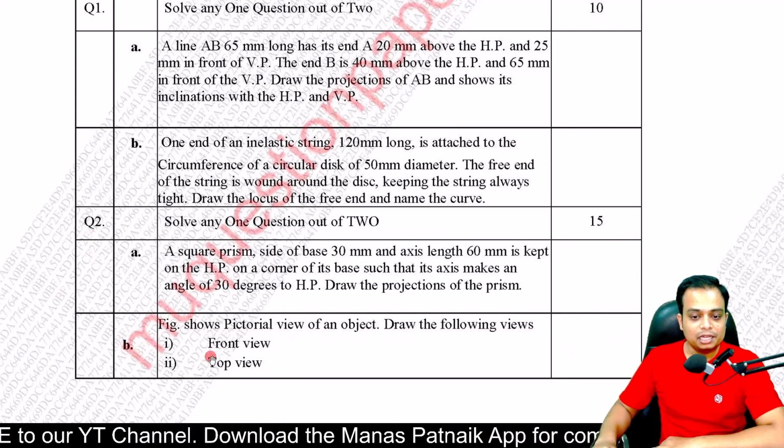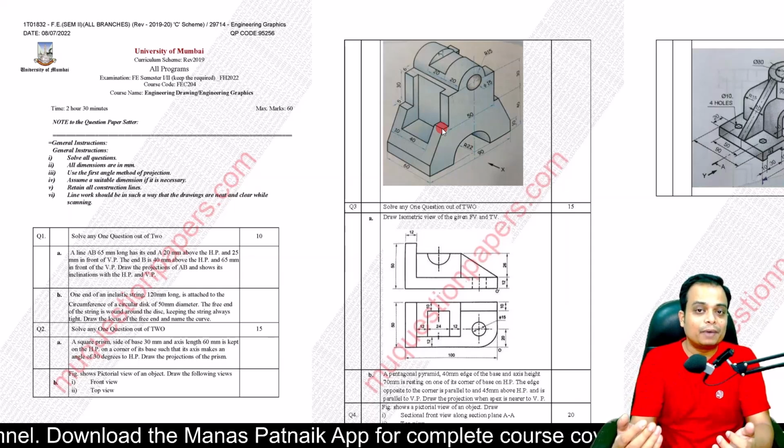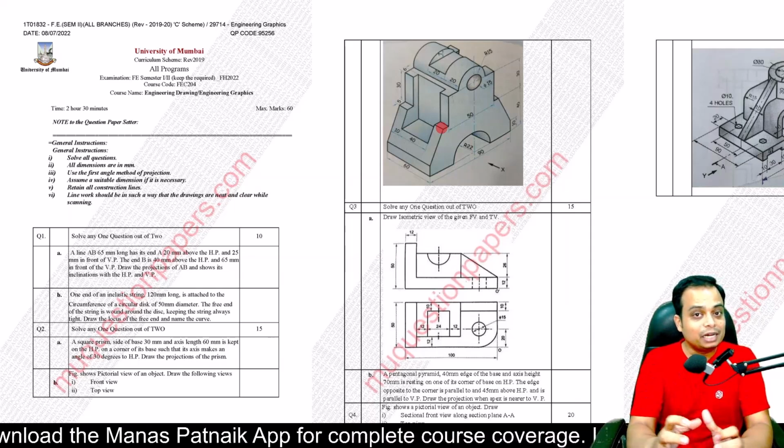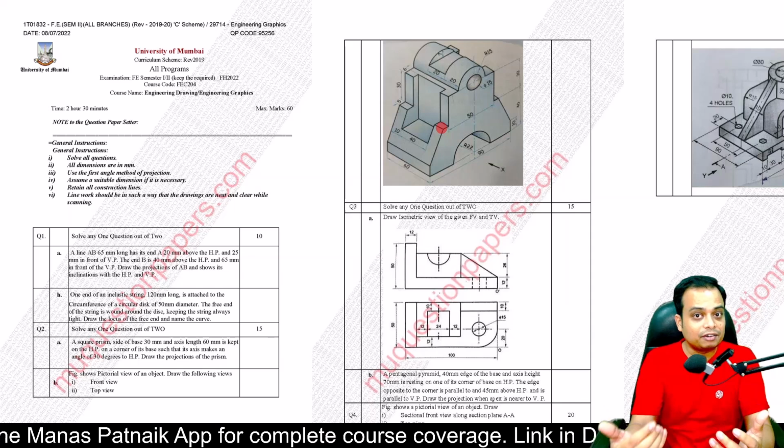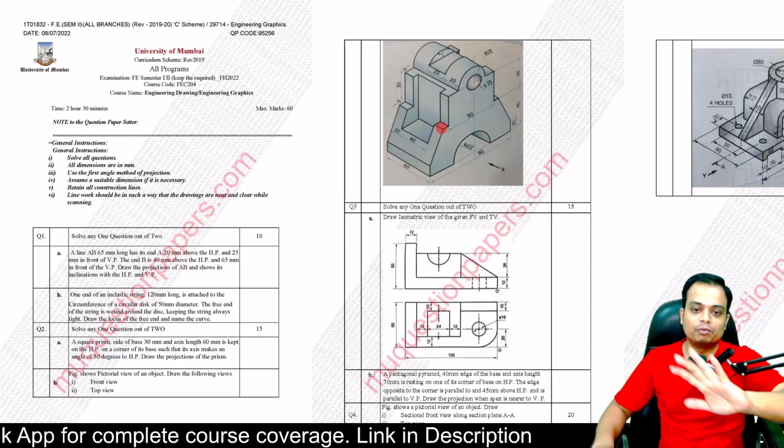Question number 2, part B, is from the topic orthographic projection. This is also very easy, but again, this is going to take more time, maybe 20 to 25 minutes for an average student. I will not recommend this, although I provided the solution, don't worry.